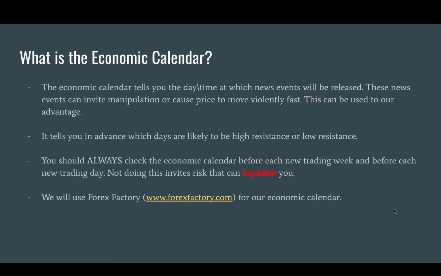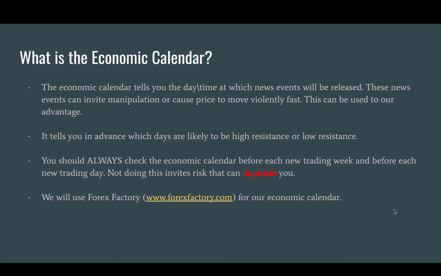So, what is the economic calendar? The economic calendar tells you the day and time at which news events will be released. These news events can invite manipulation or cause price to move violently fast. But this can be used to our advantage. It tells you in advance which days are likely to be high resistance or low resistance.